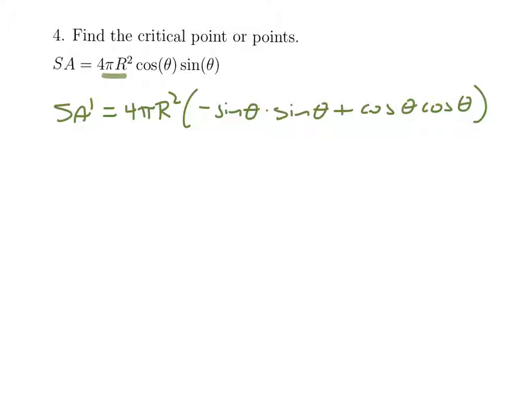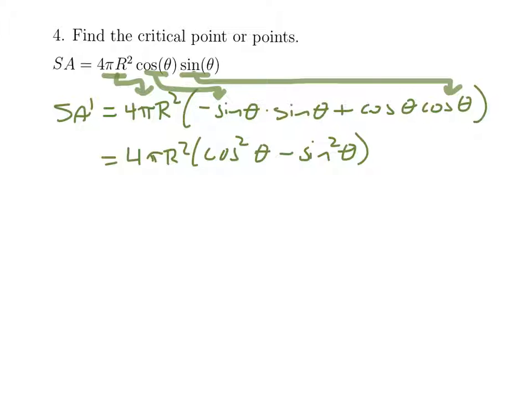And so to find the derivative, we simply need to copy the constant term along and then use the product rule on cosine theta times sine theta. The derivative of cosine is a negative sine. The derivative of sine is cosine. And so we get 4 pi r squared times the quantity cosine squared theta minus sine squared theta. We have to set that equal to 0.